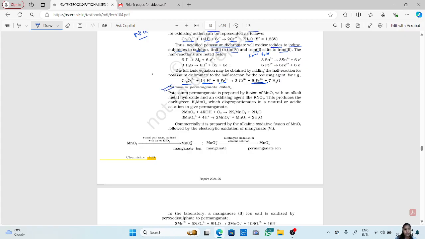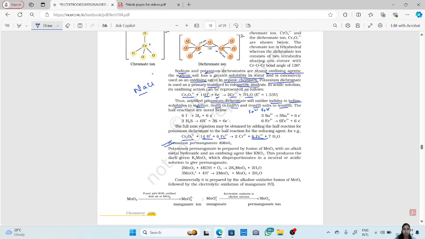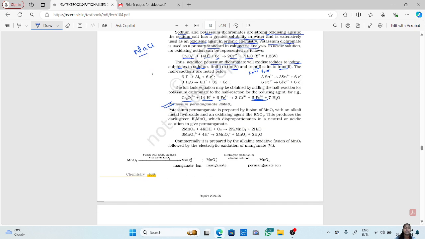Next is the potassium permanganate. Sorry, the potassium dichromate is not a purple color solution. This is an orange color solution, and potassium permanganate is a purple color solution. So this is KMnO4, that is the potassium permanganate. First was the potassium dichromate. Now we have potassium permanganate.